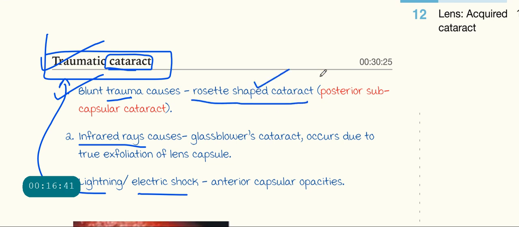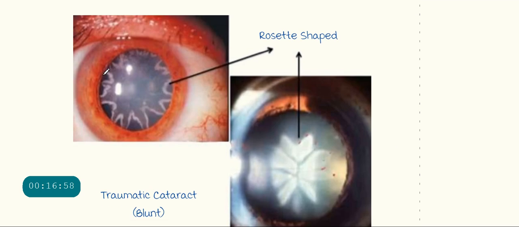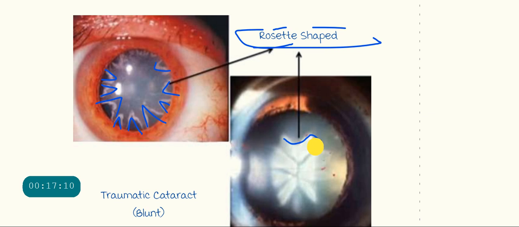You can also call this cataract, by seeing its position, a posterior subcapsular cataract. Okay, so this is the image. You can clearly see over here a rosette pattern being formed. This is nothing but rosette shaped cataract. Here also you can see a flower forming in the part of the lens, and this is nothing but rosette shaped cataract.